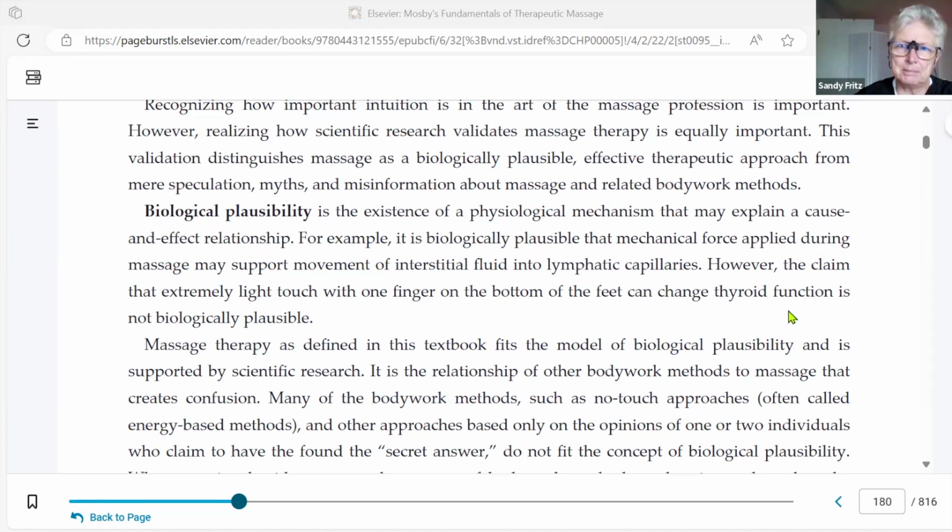Here is a claim that is not biologically plausible, that extremely light touch with one finger on the bottom of the feet can change thyroid function. And you'll hear people say things like that, but if you go back and you critically think about it, you're going to identify that there isn't a logical pathway through this concept of how the body maintains homeostasis and functions normally, typically. It's too far of a leap to make that kind of a claim.